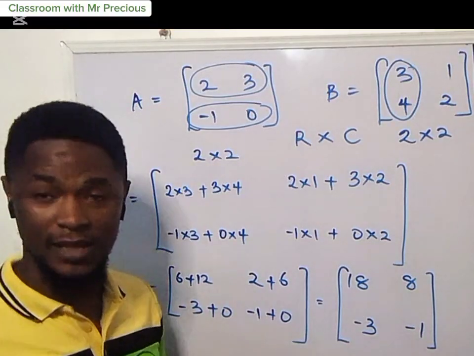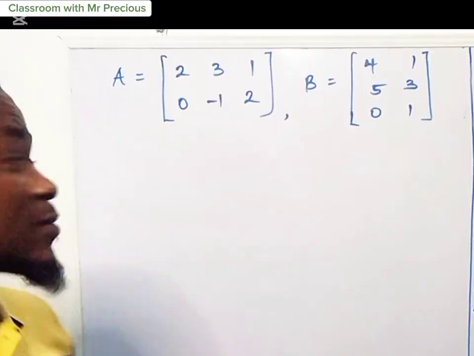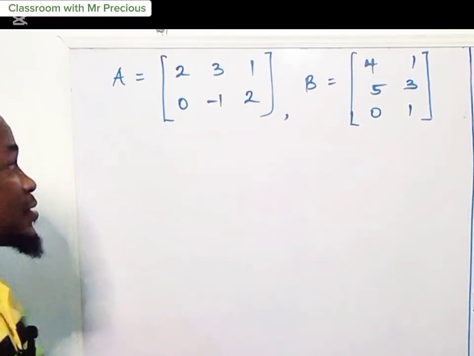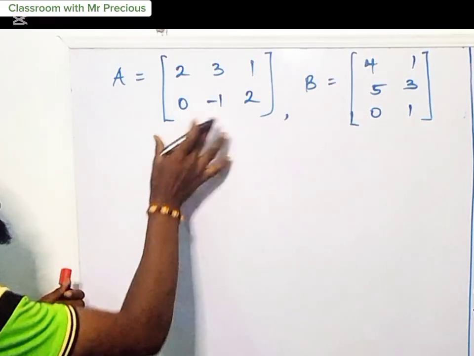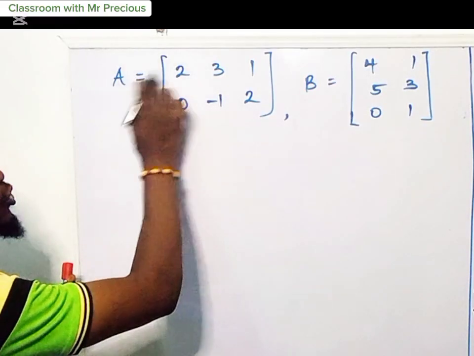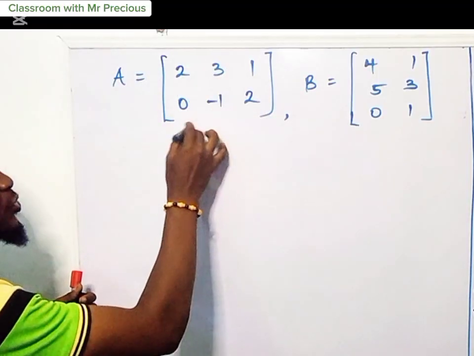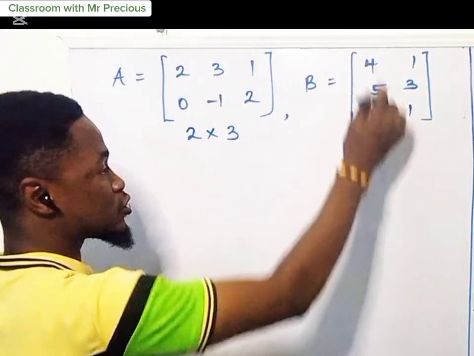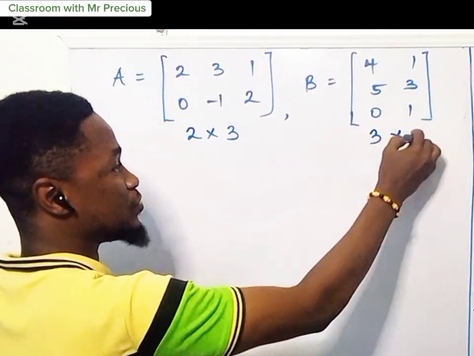Alright, let me do another example. This is another question, a little bit more complex. If you look at this question, this is a 2 row and 3 column, that is a 2 by 3 matrix. And this is a 3 row and 2 column, a 3 by 2 matrix.